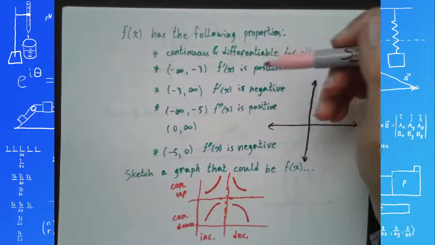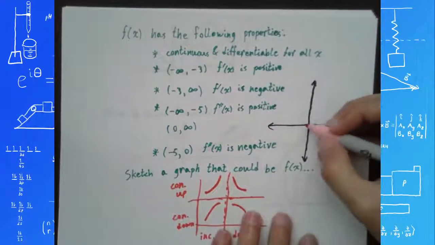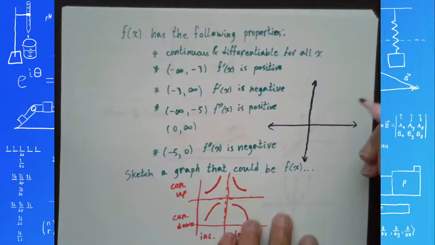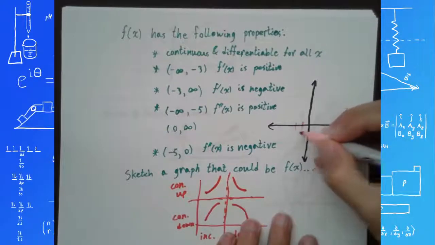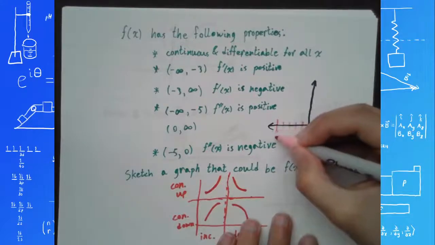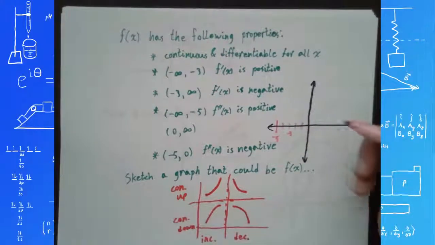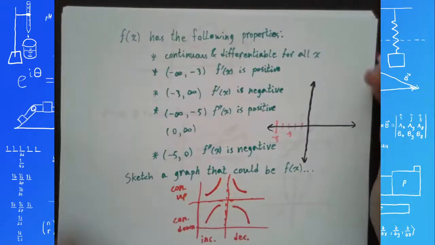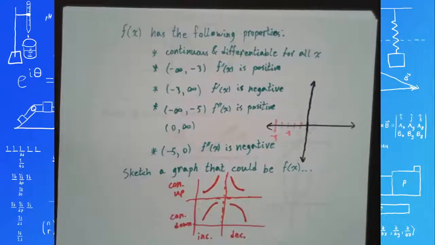Let's see, so important x values to mark include -3 and -5 and 0. So let's do 1, 2, 3, 4, 5. So there's -5, that's -3. Those are important points to mark. And of course, 0 itself, which there's no point in marking, since it's on the y-axis.